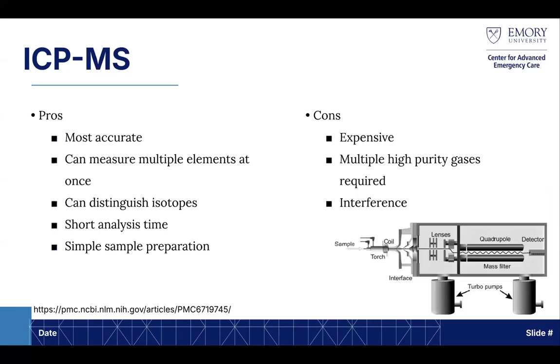The pros: it has the highest analytical accuracy, it can detect multiple metals at once, it requires only a simple sample preparation, and there's a short analysis time. The cons are that it's expensive, both in equipment and operational cost. It requires multiple high purity gases, and there is a potential for matrix interference. Despite the cost, ICP-MS is invaluable in reference laboratories, occupational health testing, and research on multi-metal exposure.